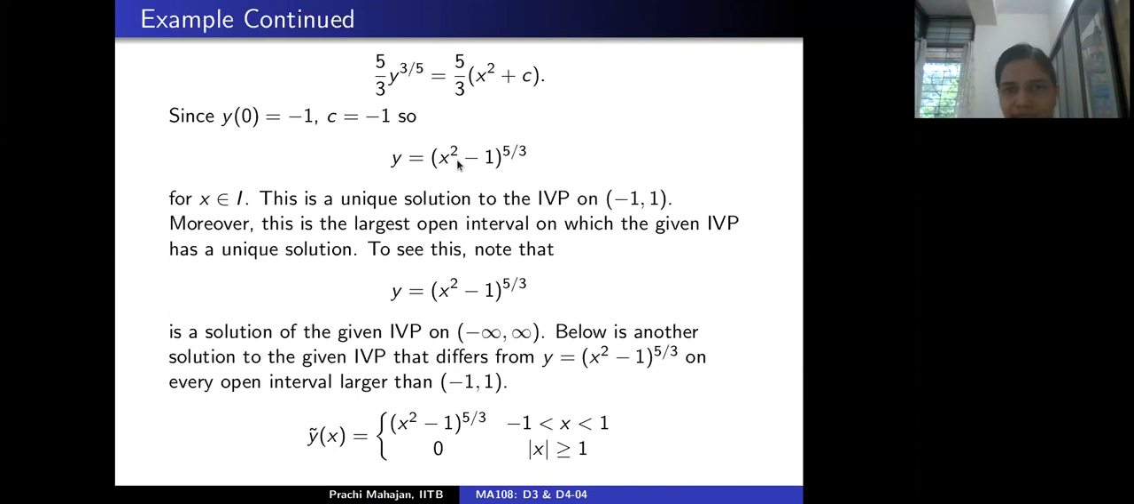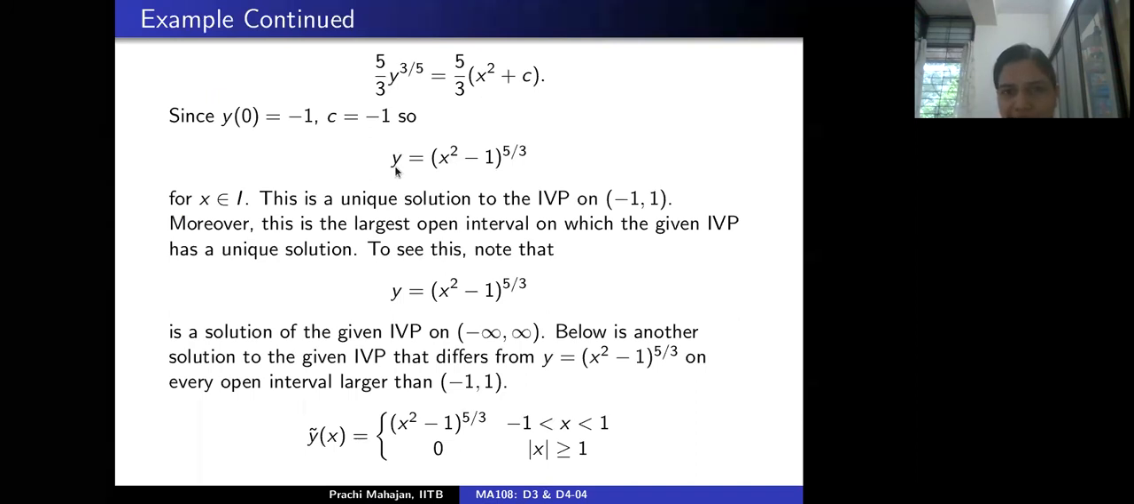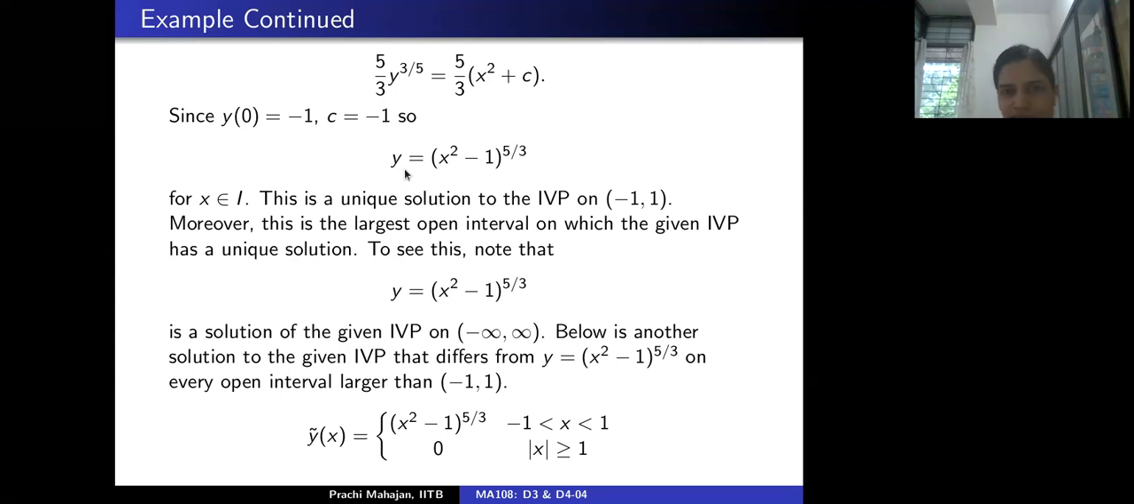See, look at this solution. At x equal to ±1, y takes the value 0, correct? So the hypothesis of the theorem is not satisfied at that point, so we cannot apply that theorem beyond this interval. Is this okay? Yes, ma'am.